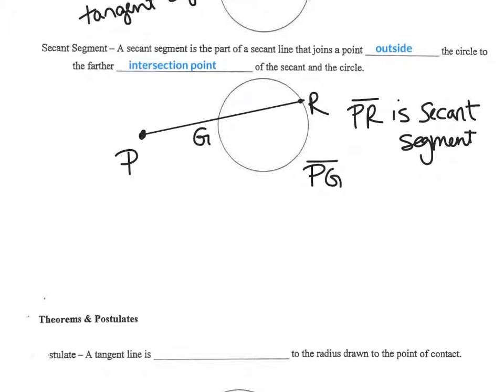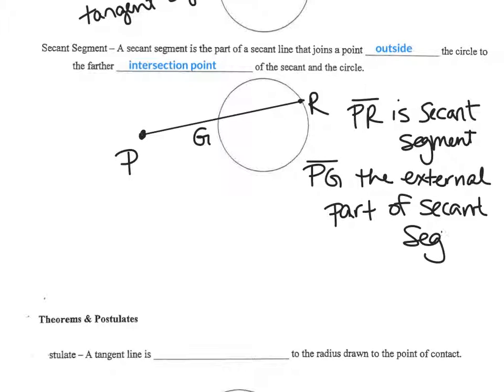PG is the external part of the secant segment.